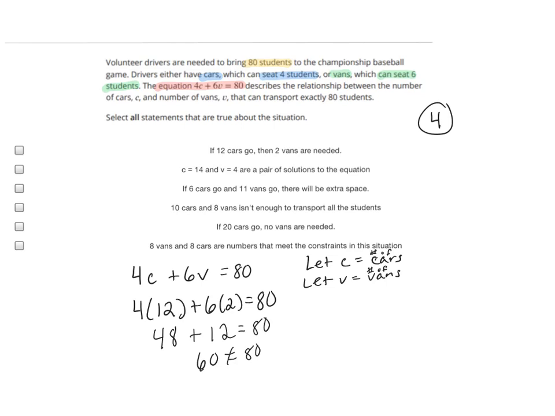Oh wait, no, sorry, it says exactly. So we want to transport exactly 80 students. If the left side doesn't equal 80 when you're plugging it in, then it's not a solution. All right, so we can cross this one out. That one does not work.